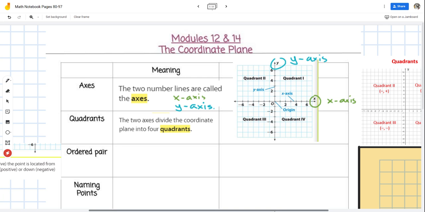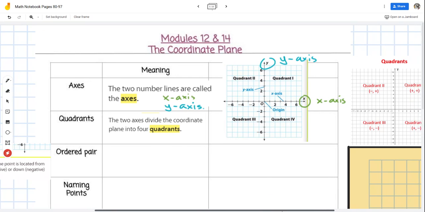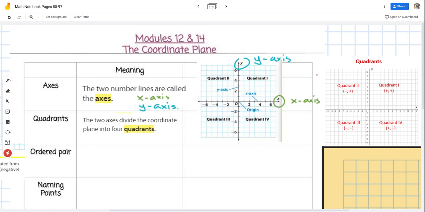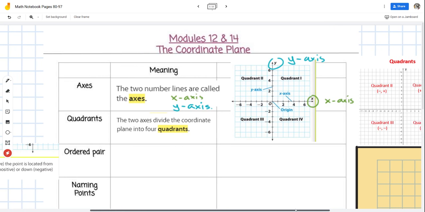So something that you'll need to write down. Remembering that is kind of hard to remember. One thing that I also want you to remember, and you can write this down too, is that every number or every ordered pair in quadrant 1 will be positive numbers. Every ordered pair in quadrant 2 will be negative, positive. Quadrant 3, negative, negative, and quadrant 4, positive, negative. That's going to come in more detail later. In fact, let's move on to ordered pairs.